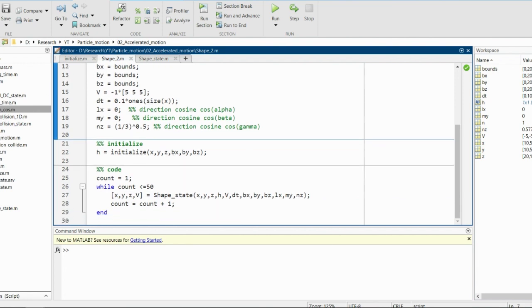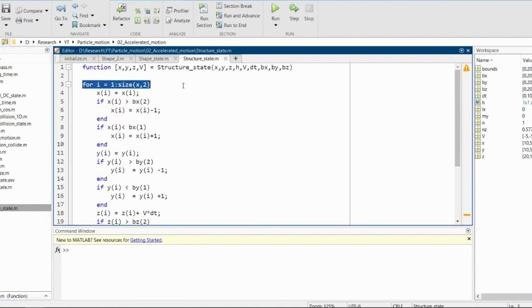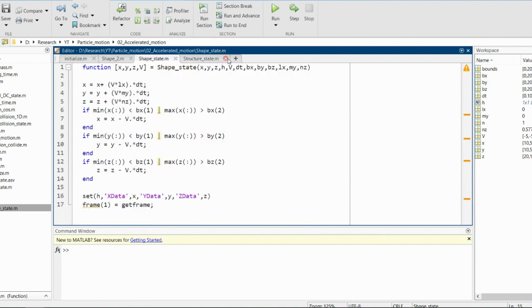Okay, one more thing, I have made a little change. In the previous state function, the structure state, I was going through a for loop for every point, every particle. So I have made a little change. I'm going to use the particle coordinates as they are, so I am removing that. So what does this mean? This is x coordinate initial, final, and this is x coordinate, this is y coordinate, and z coordinates. So it is a general thing.